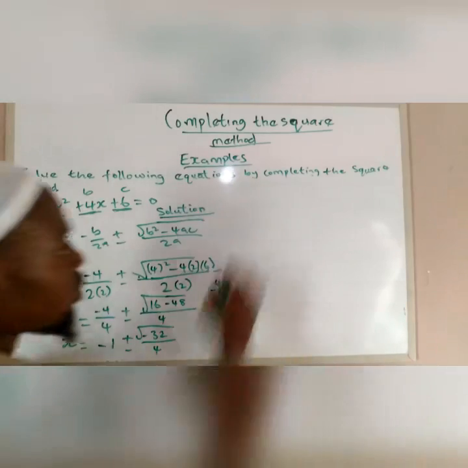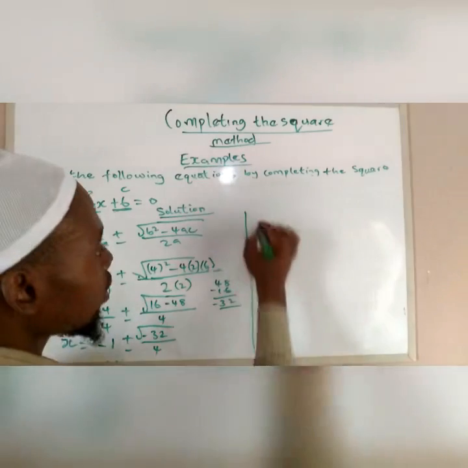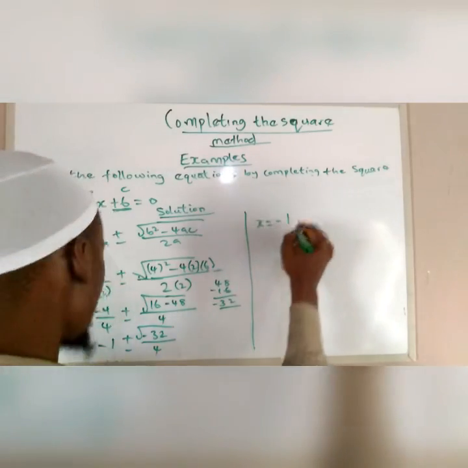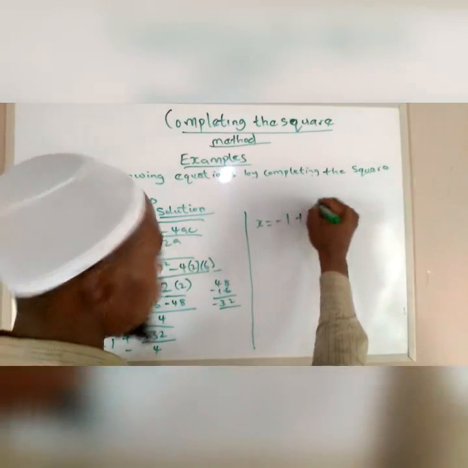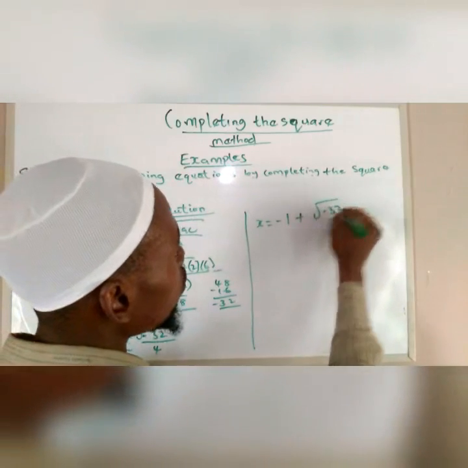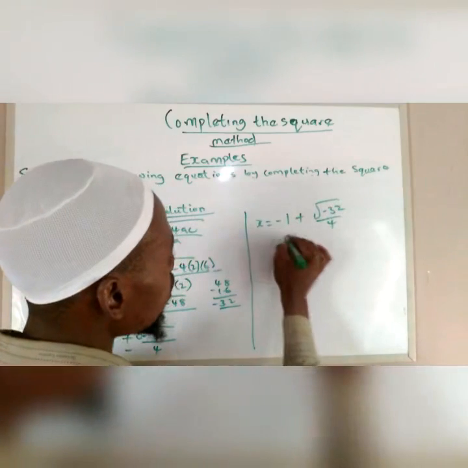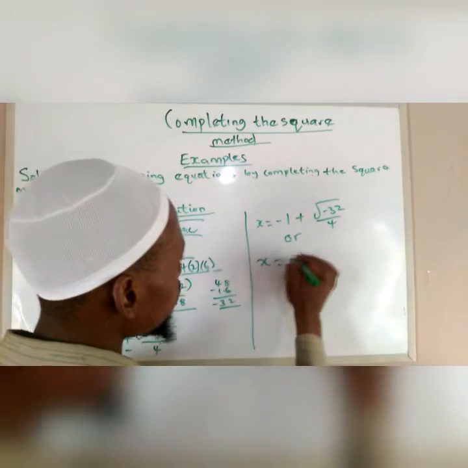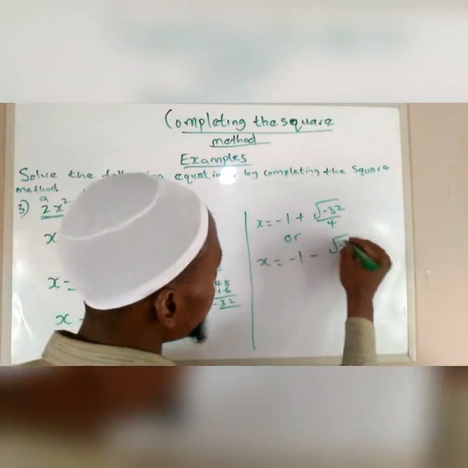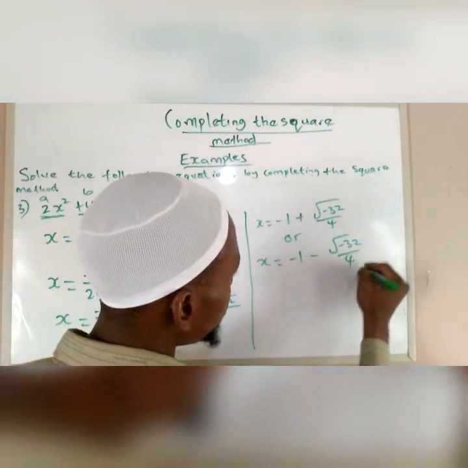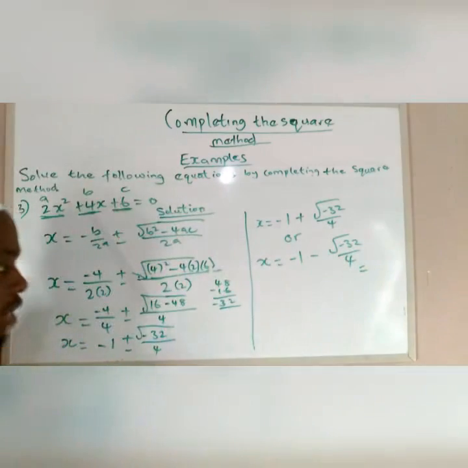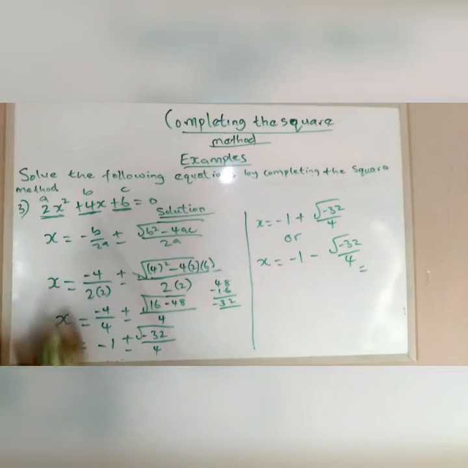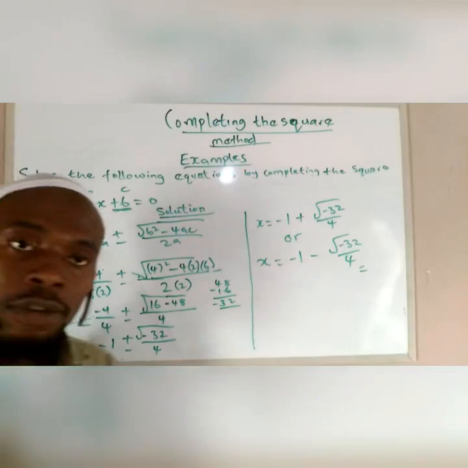So this is still going to be the same thing as x is equal to minus 1 plus root of minus 32 over 4, or x is equal to minus 1 minus root of minus 32 over 4. So that's the shortcut. You get your answer for solving this equation by the quadratic formula.